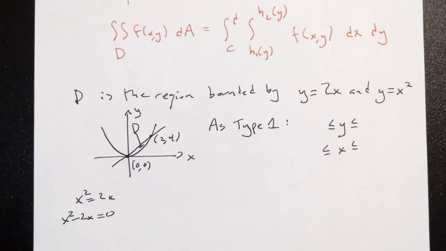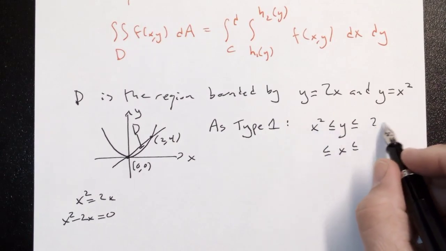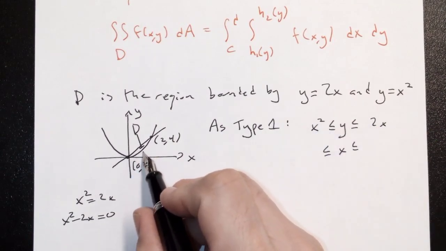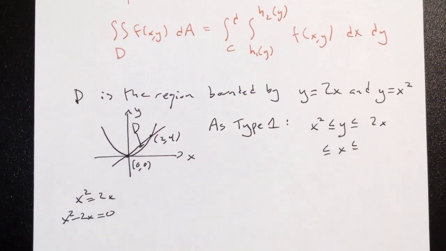How do I fill in the rest of these inequalities here? You put function in the bottom? So x squared less than y is less than 2x? Because this is the one on the bottom, x squared, and this is the one on the top, 2x. And then, exactly.